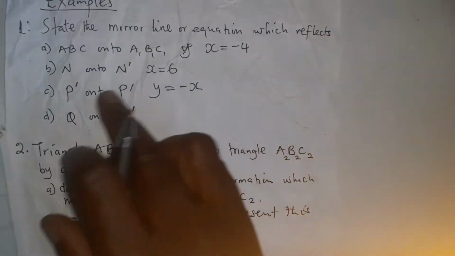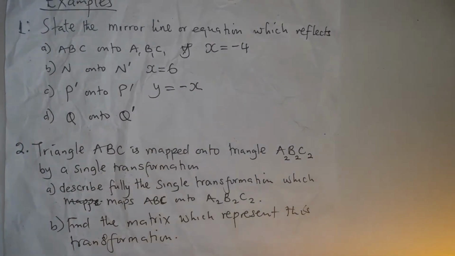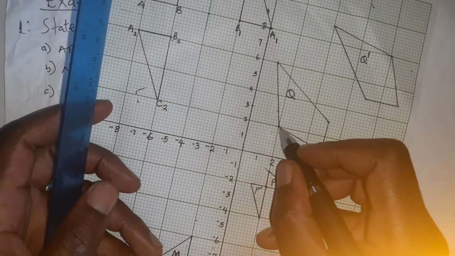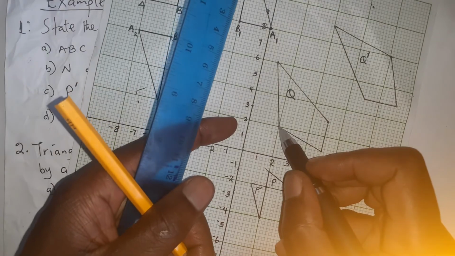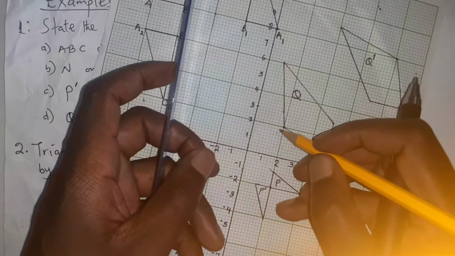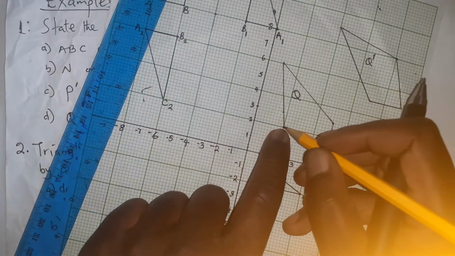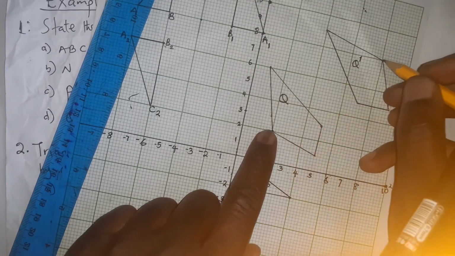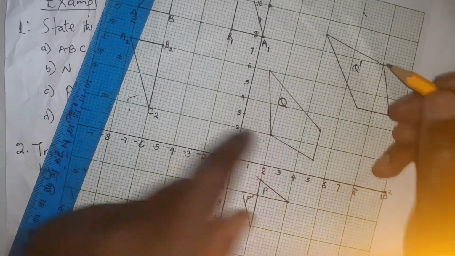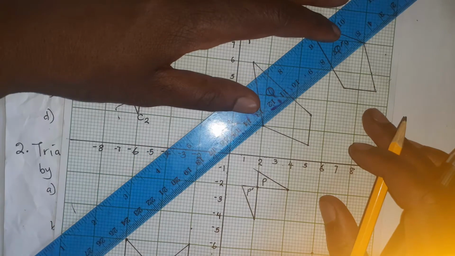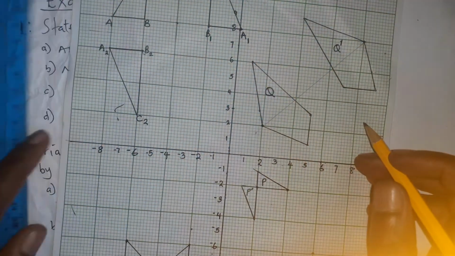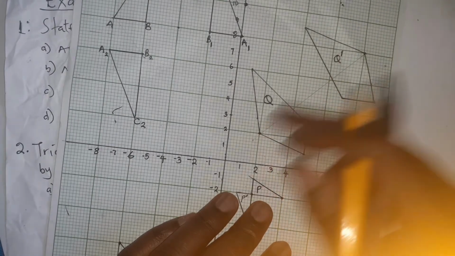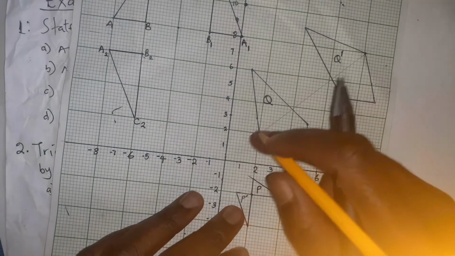Then this last one now, that is where we need, please follow me, that is where we need to join. You get one point on the object and the corresponding point on the image, if it is this one. We are going to join these two points here. Then after we have joined these two points, we are going to construct a perpendicular bisector. So we have this line here. We are going to construct a perpendicular bisector to this line. We are going to bisect this line.